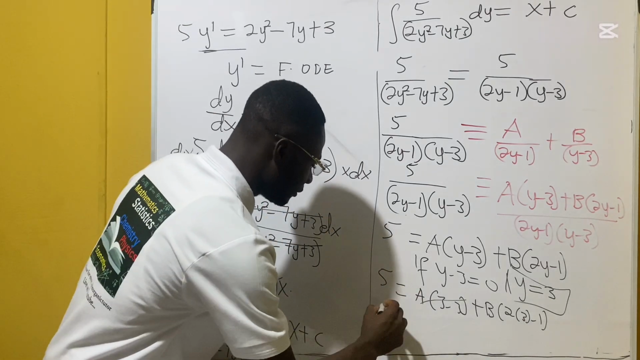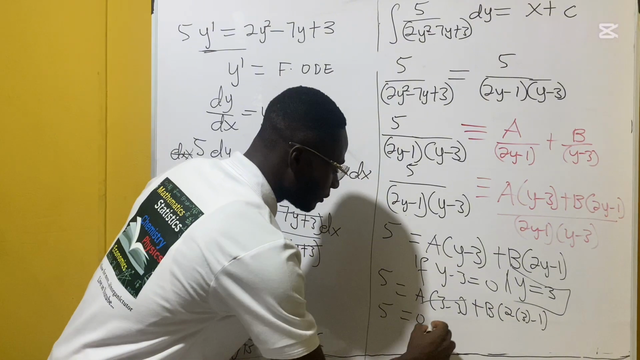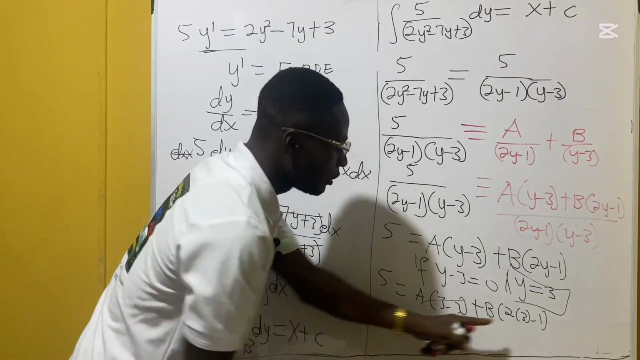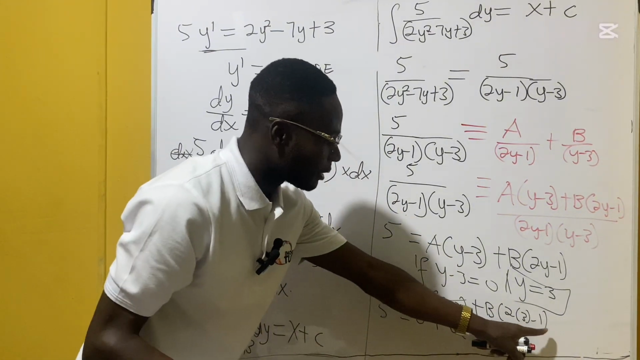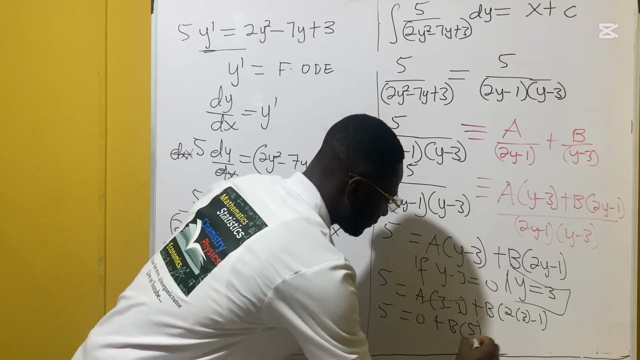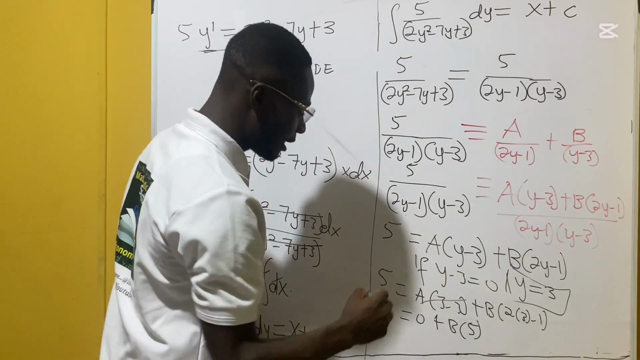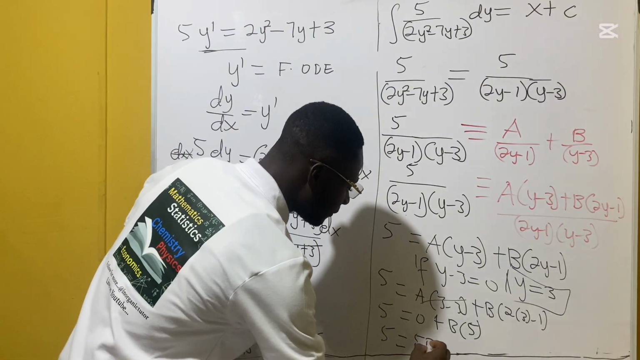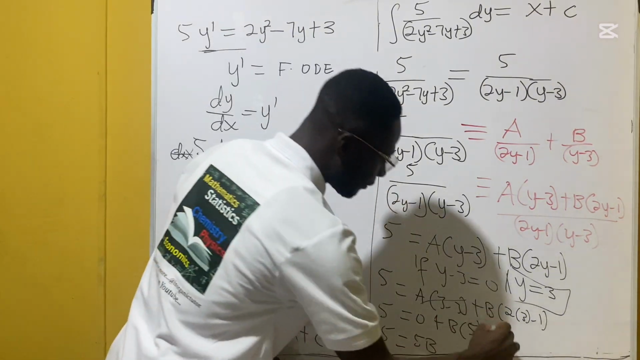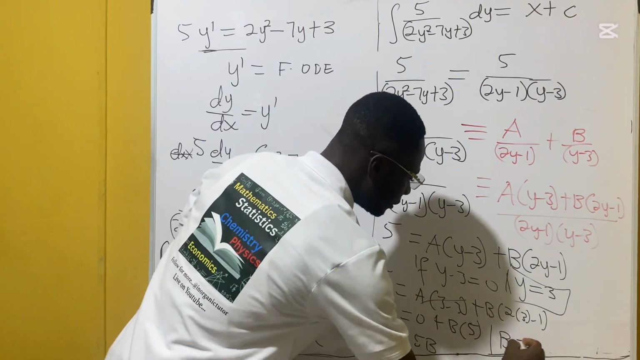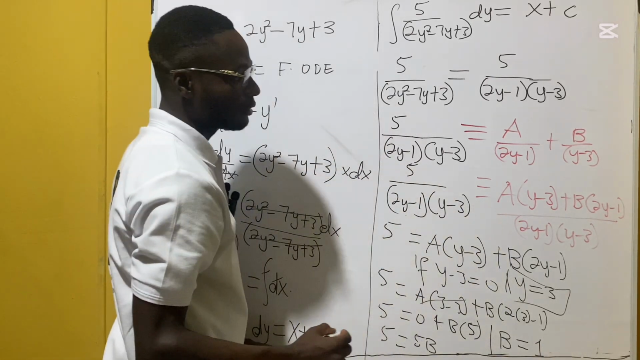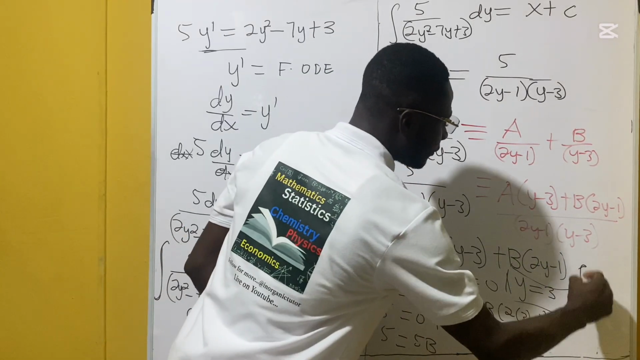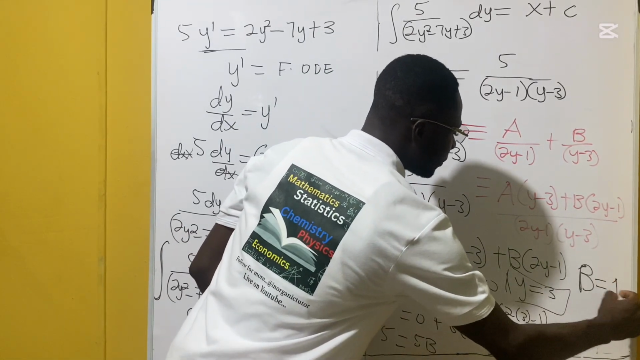So we have 5 equals 0 plus b into 2 times 3 is 6 minus 1, and that is 5, right? So we can say that 5 will be equal to 5b. So we can say that our b will be equal to positive 1, right? So we have our b to be positive 1.